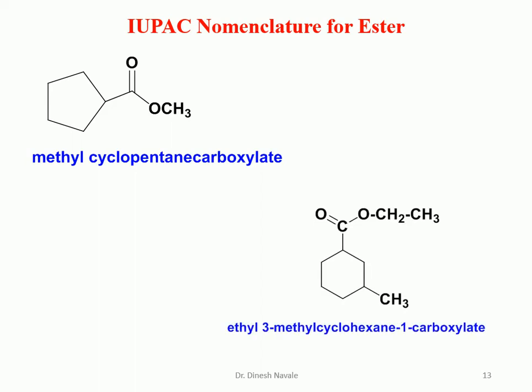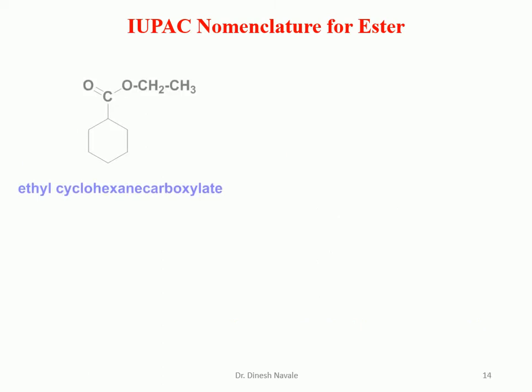For this next molecule, the ethyl part is again the alkyl group. So it is the ethyl, and the remaining part is the carboxylate group. This is the 3-methylcyclohexane carboxylate, and the IUPAC nomenclature becomes ethyl 3-methylcyclohexane carboxylate. For this one also, this is the alkyl group ethyl, and this is the cyclohexane carboxylic group. So it is the cyclohexane carboxylate, and the IUPAC nomenclature becomes ethyl cyclohexane carboxylate.